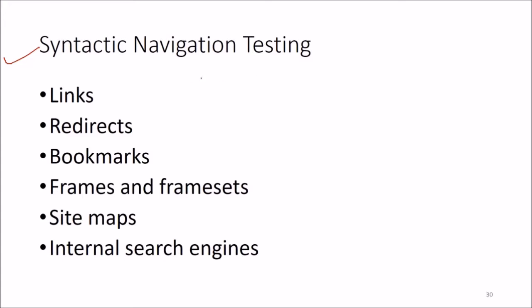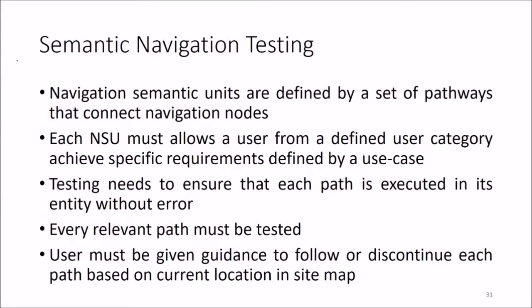In the syntactic navigation testing, we of course check for the links, the redirections, the bookmarks, the frames and frame sets, the sitemaps, and the internal search engines. In the semantic navigation testing, the NSU, navigation semantic units, are defined by a set of pathways that connect navigation nodes, and each NSU must allow a user from a defined user category to achieve a specific requirement defined by a use case. The testing needs to ensure that each path is executed in its entirety without error, and every relevant path must be tested. Users must be given guidance to follow or discontinue each path based on current location in the sitemap.